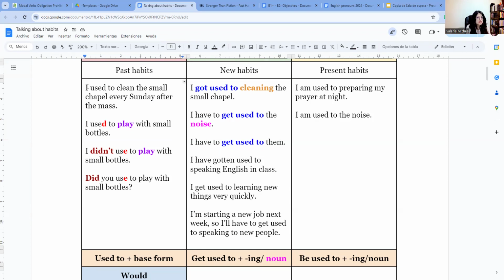It happened very often. Whereas if you say I got used to cleaning the small chapel, without more context, it feels like it's something new in your life, right? So you've recently gotten used to cleaning the chapel. It's not something that has been happening for a long time in your life. That would be the difference between those two. Yeah, so it is very important to notice the difference. Again, this is the key. It's a new habit in your life.